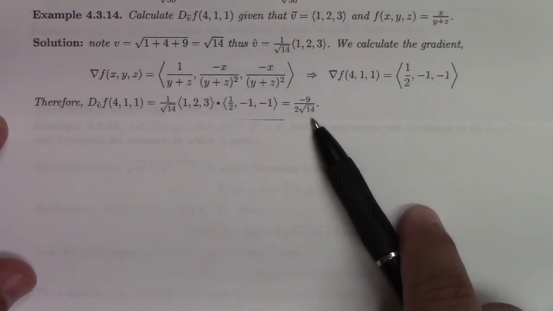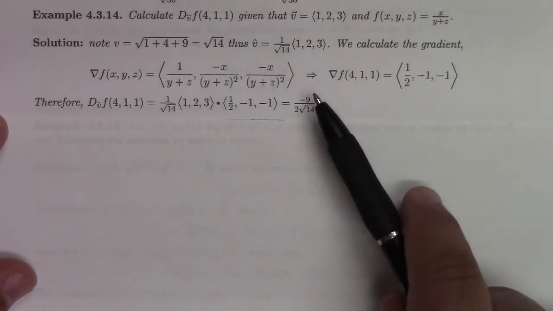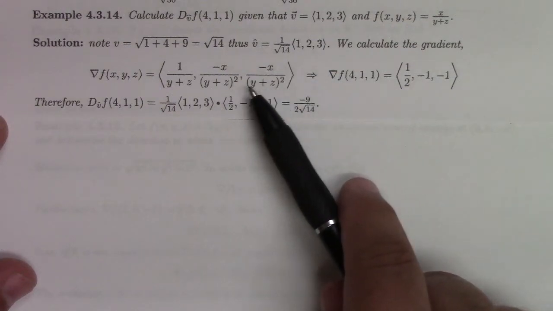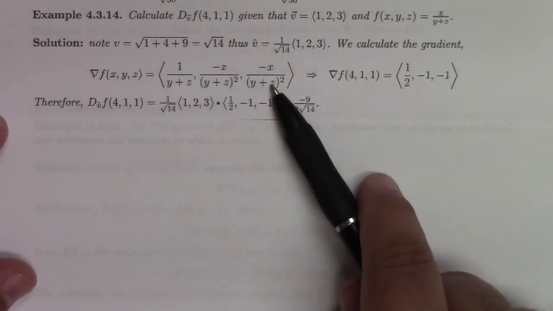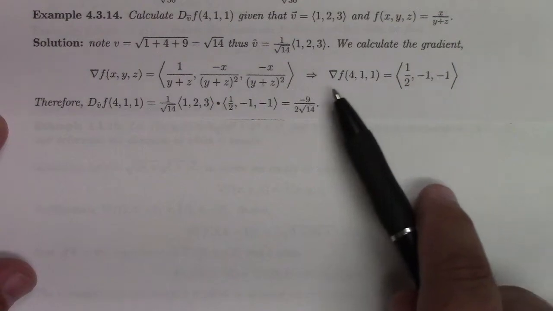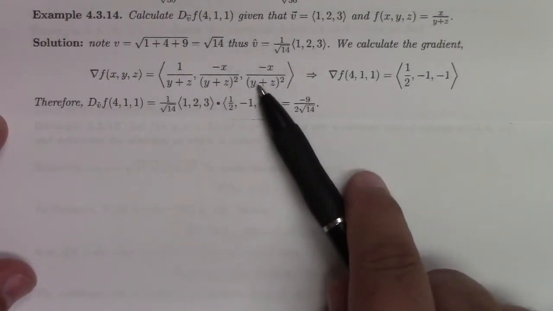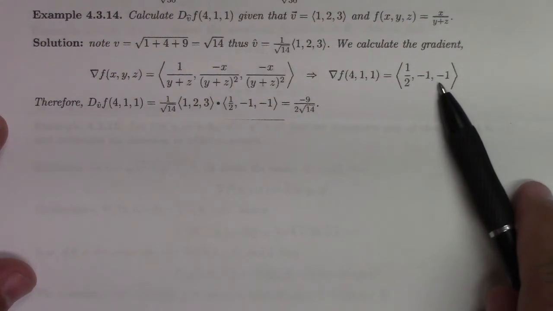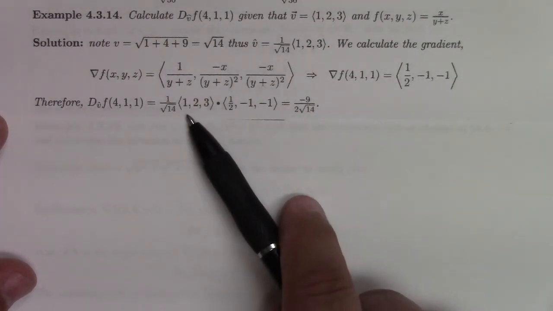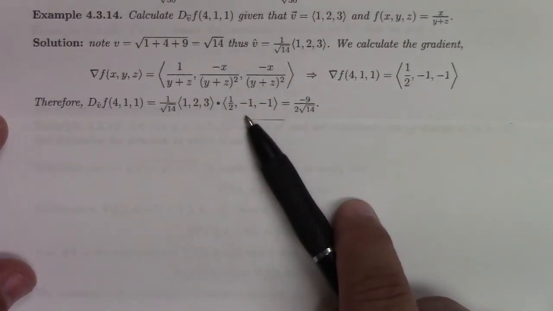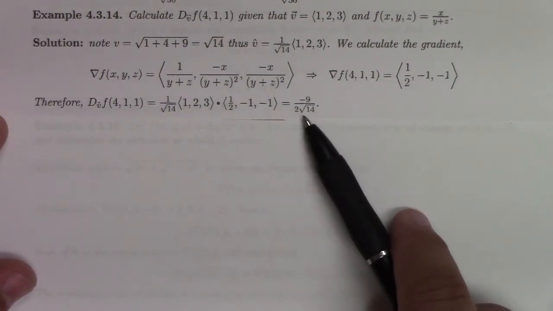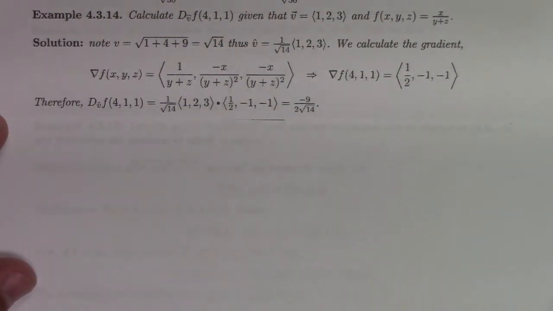So basically 3 steps. Step 1, find your unit vector. Step 2, calculate your gradient and plug in the point, and then maybe there's 4 steps. Find your unit vector, calculate the gradient, evaluate the gradient at the point in question, and then take the dot product of the unit vector and the gradient vector. And then that'll tell you the rate of change. All right.